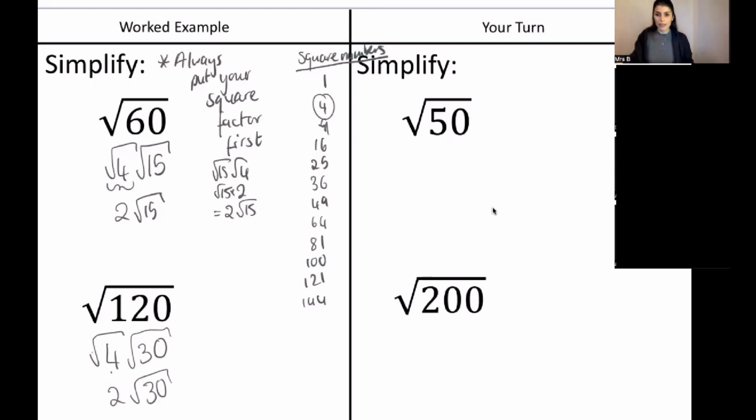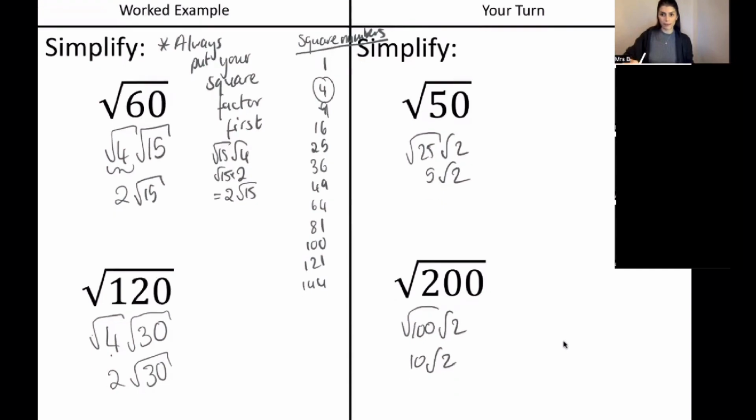Okay, can you have a go at these two on the right-hand side for me? So you've got root 25, root 2, which gives you 5 root 2, and that's root 100, root 2. So you've got 10 root 2. Perfect. I'm going to move on.